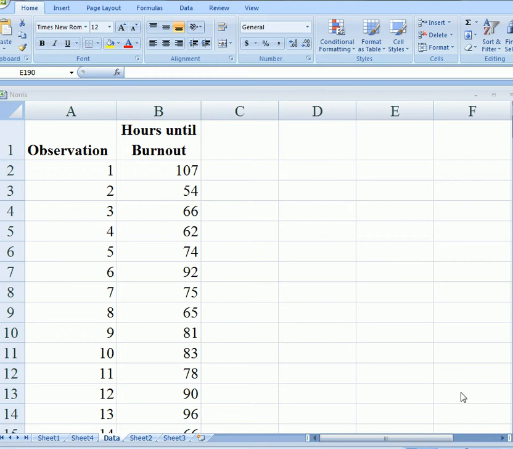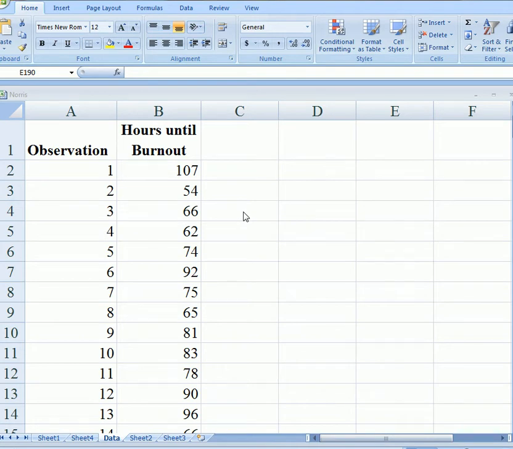The purpose of this screencast is to use Excel's descriptive statistics and summary statistics tool to find out the various interesting indications of the shape of the data: the mean, the mode, the standard deviation, and also the skew. We have here the number of hours till burnout of some electrical part.